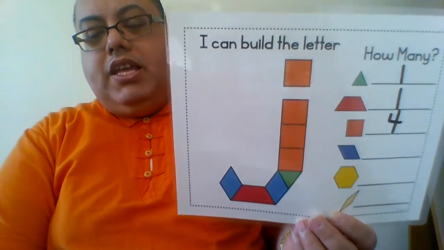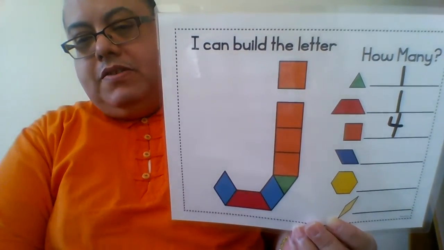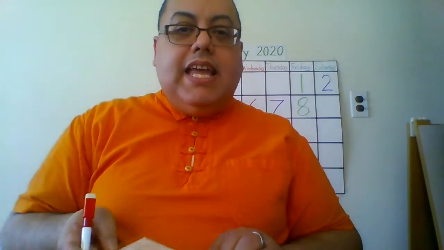How many blue rhombuses? 2. Around and down and out you go. That's the way to make a 2. We do not have any hexagons, so that's 0. And we do not have any beige rhombuses, so that's 0. So this is the end of the lesson for today.